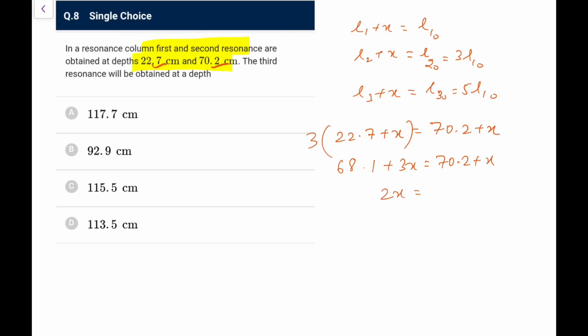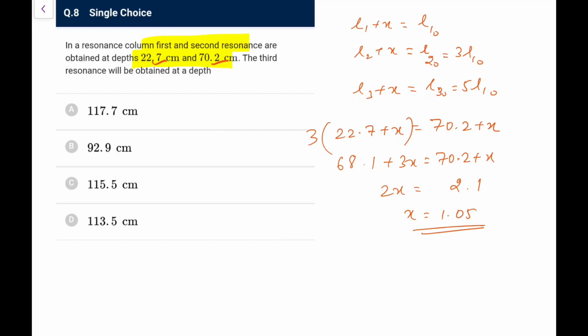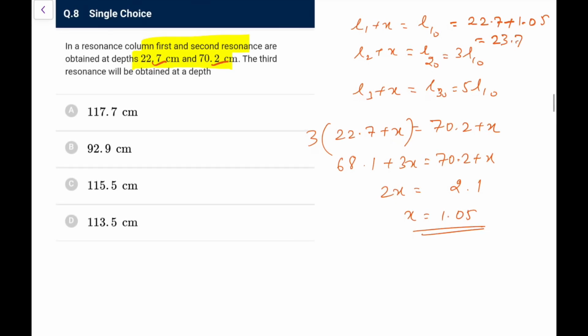So 2X is equal to 2.1. So X comes out as 1.05. So the original L1 naught that we will have would be 22.7 plus 1.05, I can go for 23.75.